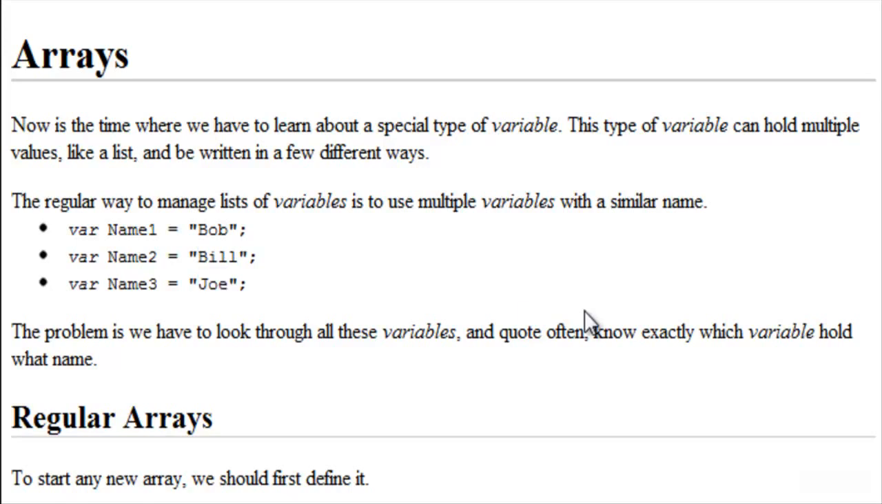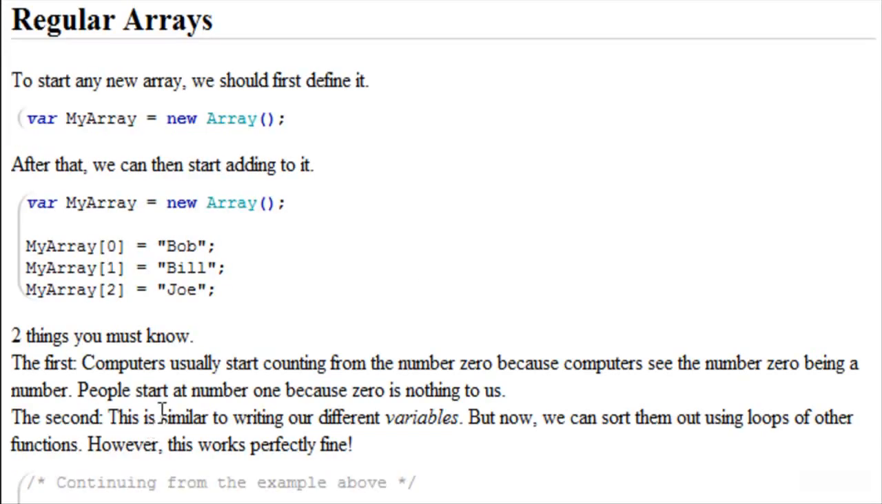The problem is that we have to look through all of these variables and often know exactly which variable is holding what name. Now that can be very, very difficult to track down, especially if you end up having like 200 or 300 variables like this. It would be a lot easier just to put it all into a list and then let the code sort it out. So first one, we have a regular array.